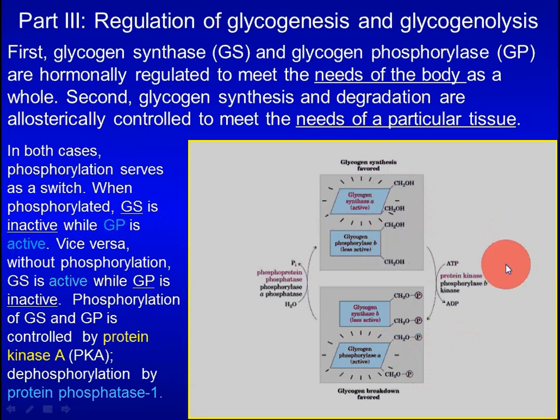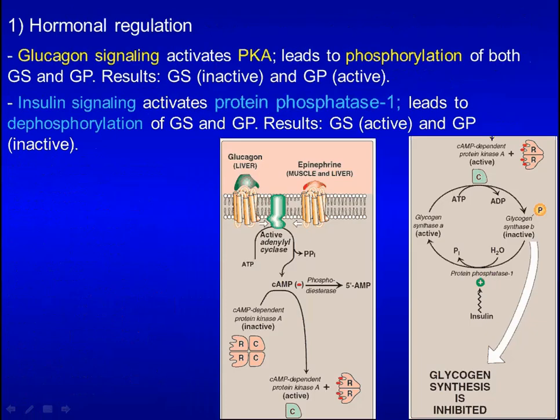Phosphorylation of glycogen synthase and glycogen phosphorylase is controlled by protein kinase A. Dephosphorylation is controlled by protein phosphatase 1. Then, what controls protein kinase A and protein phosphatase 1? Two signaling pathways provide an answer. Glucagon signaling activates cyclic AMP-dependent protein kinase A. Here's protein kinase A.